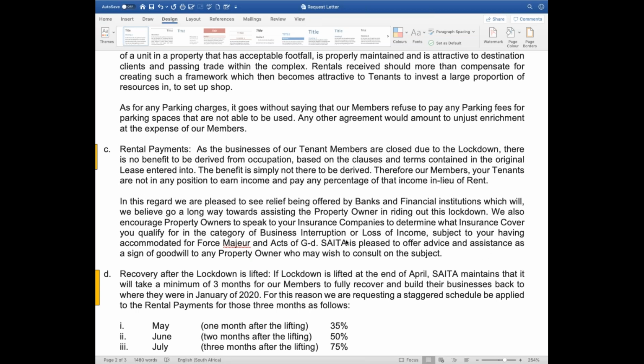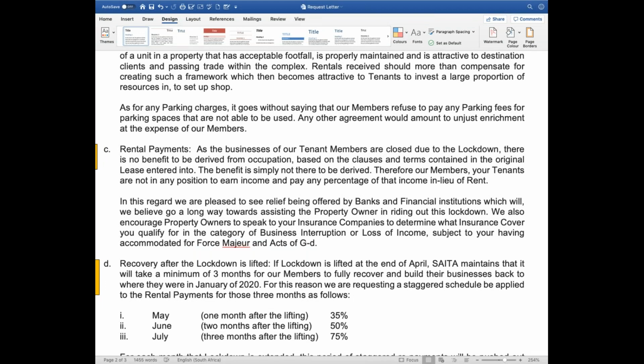CITA is pleased to offer, now we might take this out. CITA is pleased to offer advice and assistance as a sign of goodwill to any property owner who may wish to consult on the subject, because that is really, you know, possibly going a little too far. And you'd need to decide, are you comfortable with that being in an offer or not? I think I'd remove the last sentence. We're starting to sound like mediators, and we're losing our stance. Absolutely. But are you comfortable with the rest being left in? Yeah. All right, let's move on.